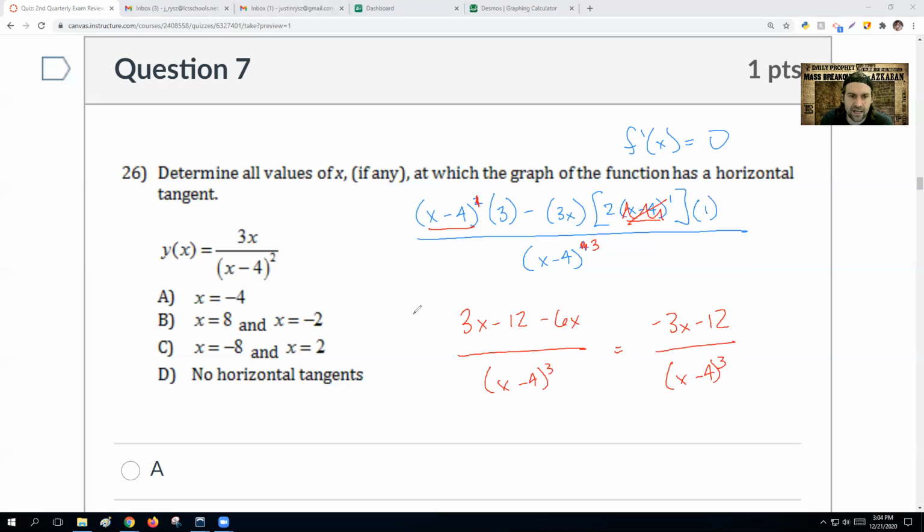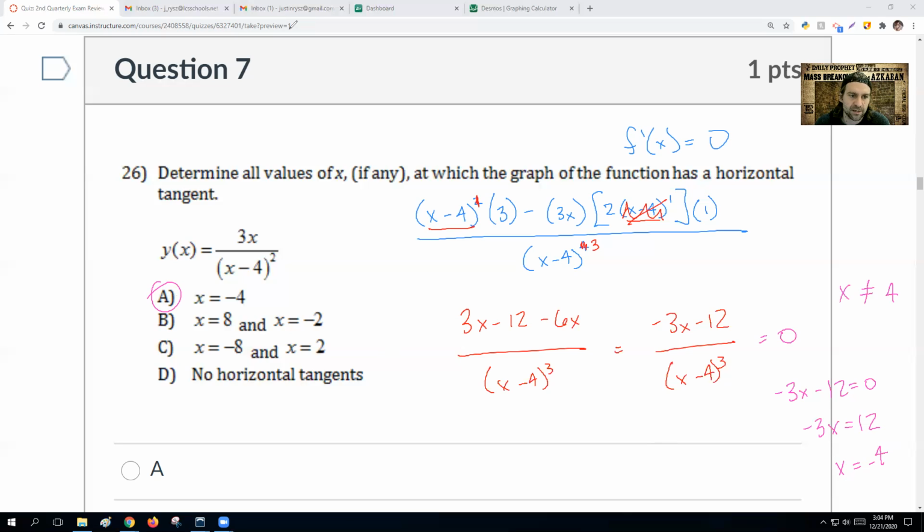We're going to set this equal to 0. One thing, we have a denominator, so that means x cannot equal 4. So we get that as an answer. It will not work. All right, we're going to set the top equal to 0. So negative 3x minus 12 is equal to 0. So that means negative 3x would equal positive 12. And that means x would equal negative 4. So there is our point, our horizontal tangent, and we can always double check this on Desmos.